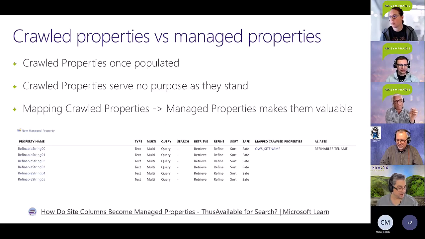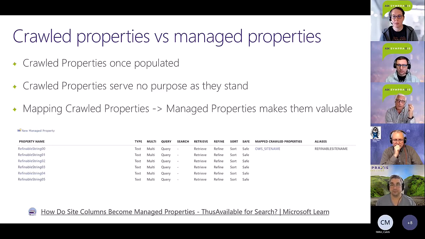Now, on the bottom there, what you're seeing is a screenshot of the lovely old crufty classic UI for the search schema, which may never change. And what I've done is I've mapped the crawled property, which is an out-of-the-box crawled property called site name, to refinable string 00. That's one of the first things I do when I go into any tenant, because I may want to have a search experience that lets me filter by the source site, the name of the source site.